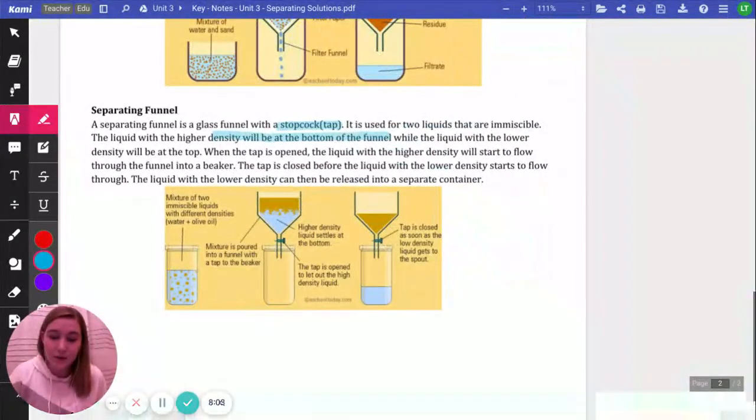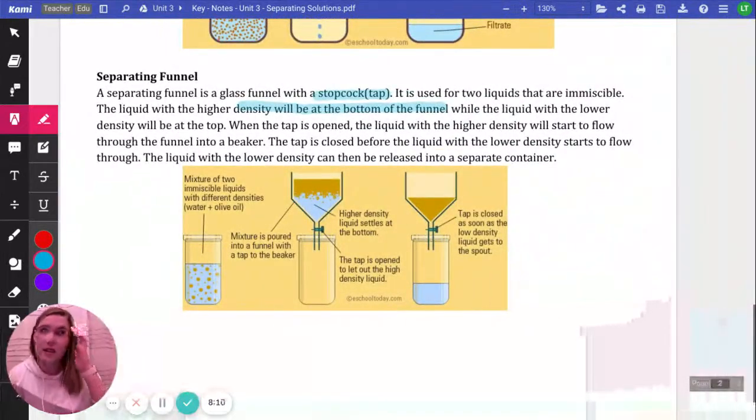Okay, so those are our separation techniques that we're going to need to know. The important ones, the really two big that you see on College Board over and over again, are distillation and chromatography, but the others are important as well.